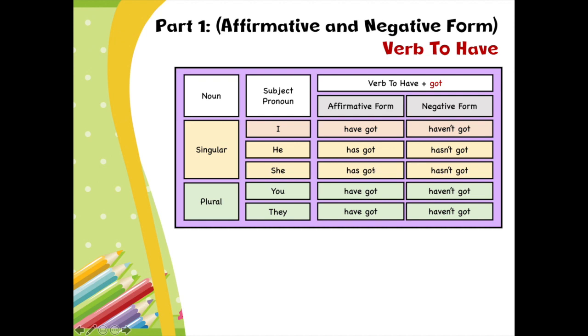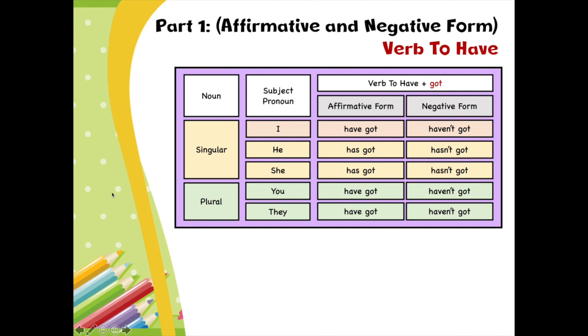So pupils, please bear in mind that even though the subject pronoun I is singular, because it is special, you have to use have got and haven't got. But for he and she, you have to use has got and hasn't got. And for the plural subject pronouns you and they, you use, like I just said, have got and haven't got.